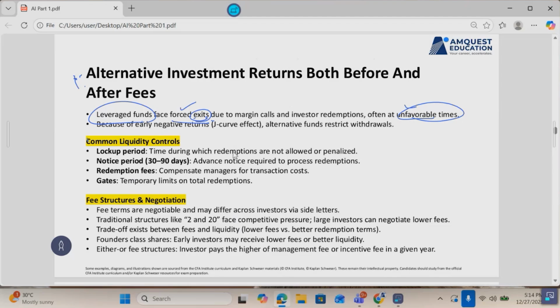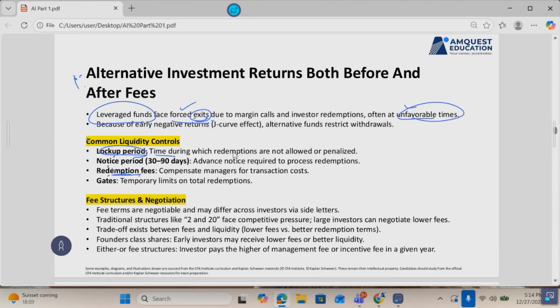Okay, obviously they also restrict withdrawals. Common liquidity controls, if you want to control, right? They'll not allow you to sell in a certain lockup period. They'll tell you, boss, okay, if you want to sell, sell, but give us notice too, because we want to make sure we're prepared for it. So they'll make you not sell in the lockup, and also give a notice period, redemption fees, and obviously the gates. The temporary limits on total redemptions.